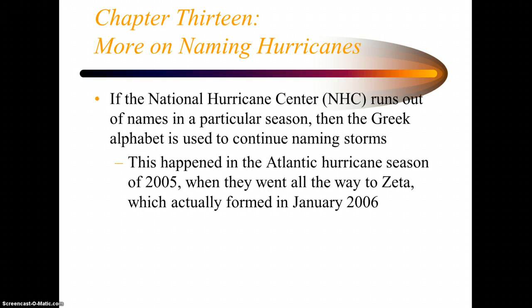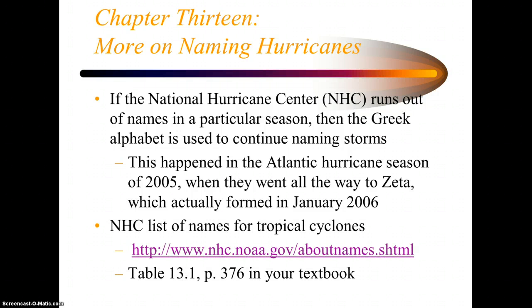Now, if the National Hurricane Center runs out of names in a particular season, then they use the Greek alphabet to continue naming the storms, like Alpha, Beta, Gamma, and so on. This actually happened in the Atlantic season of 2005, when they went all the way to Zeta, which actually formed in January of 2006. That was quite extraordinary.